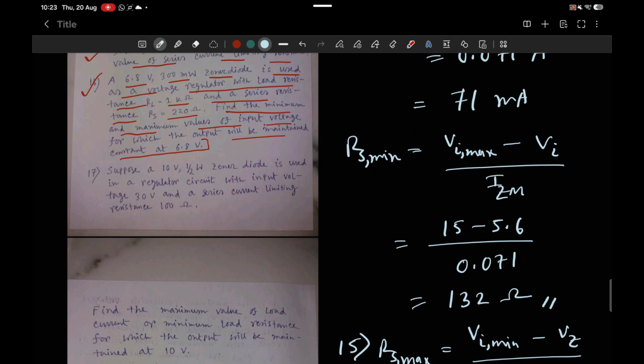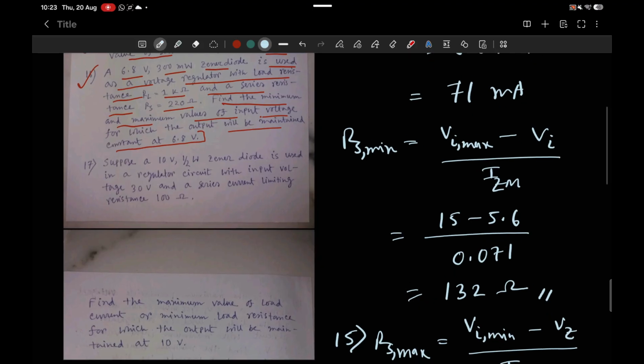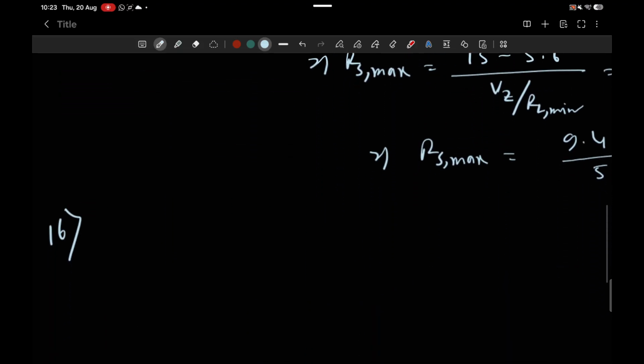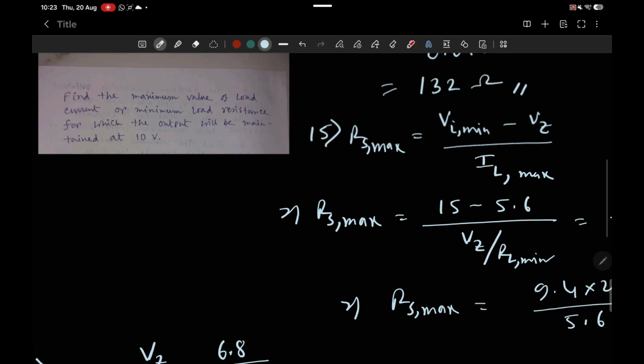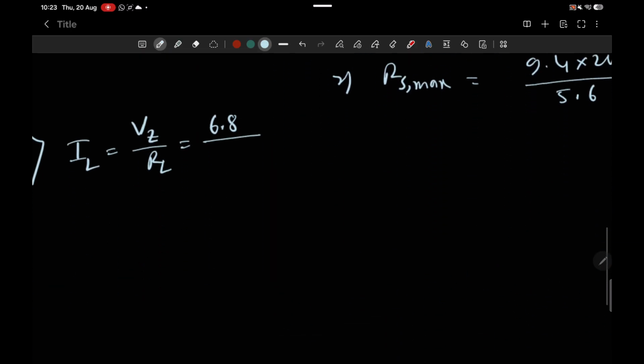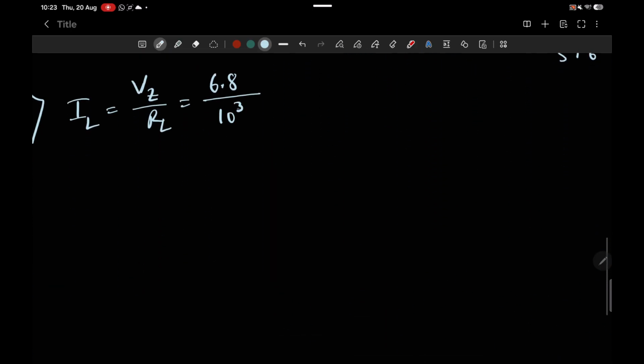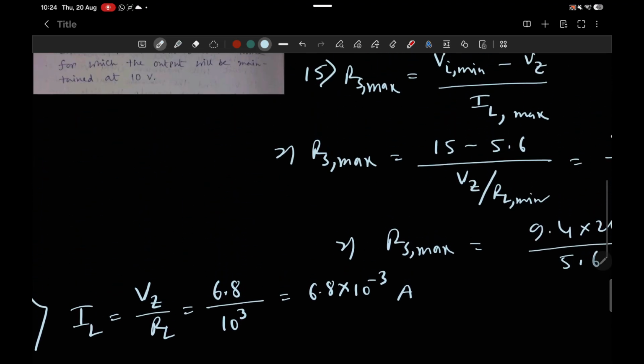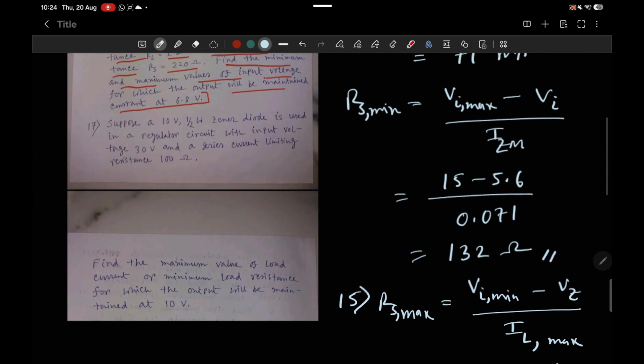Okay, so here IL is fixed, that is VZ by RL. So it is 6.8 by RL, which is 1 kilo ohm. Okay, this much, 6.8 into 10 to the power minus 3 ampere.